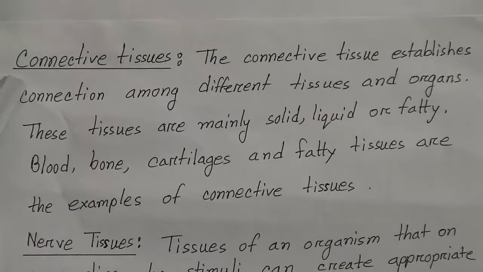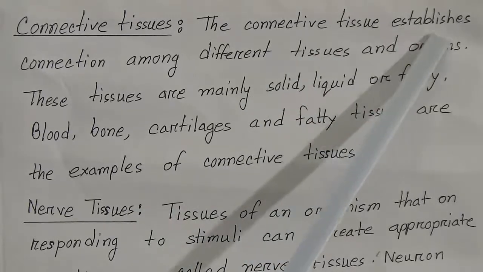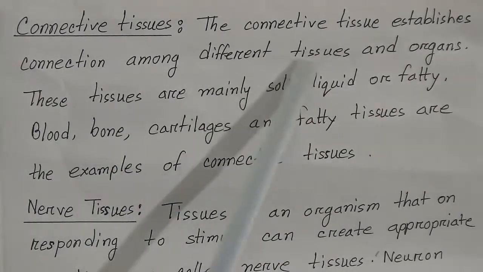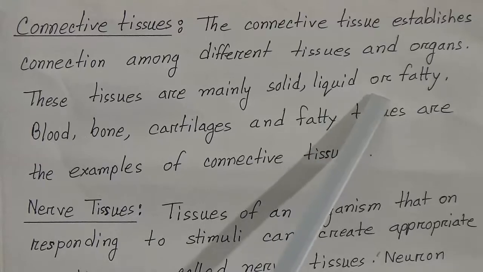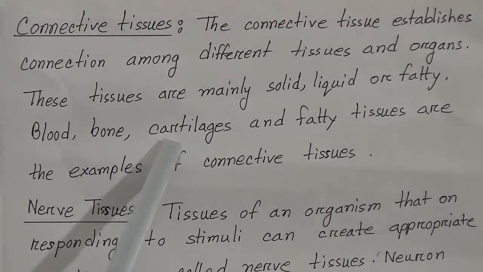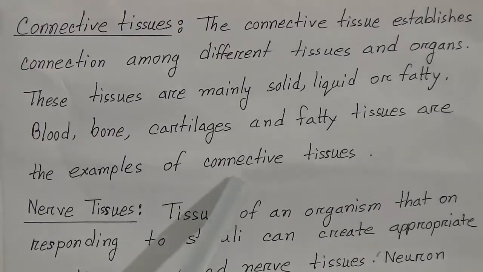Next topic is connective tissue. The connective tissue establishes connection among different tissues and organs. These tissues are mainly solid, liquid or fatty. Blood, bone, cartilage and fatty tissues are examples of connective tissue.